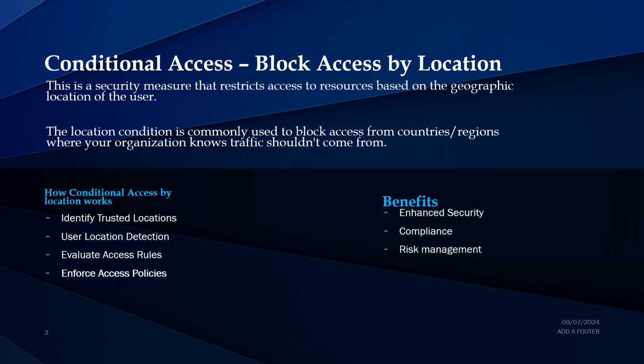Now, how does conditional access by location work? Identify trusted locations. It will identify the trusted location. If it's a trusted location, it will allow it, and if it is not, it will deny it. Then user location detection: it will detect which location this user is in. Is this a location that is restricted, or a location that is permitted? If it's a restricted location, the user won't get access.